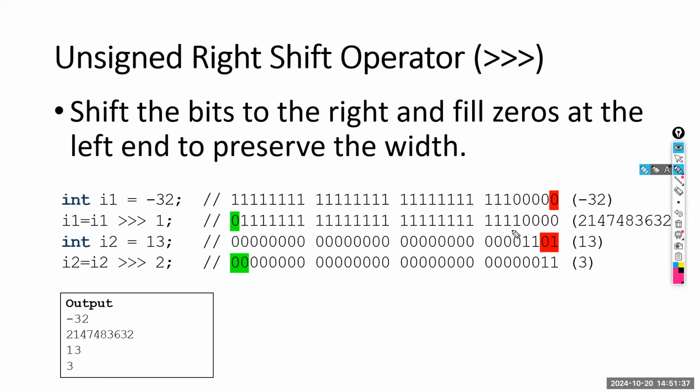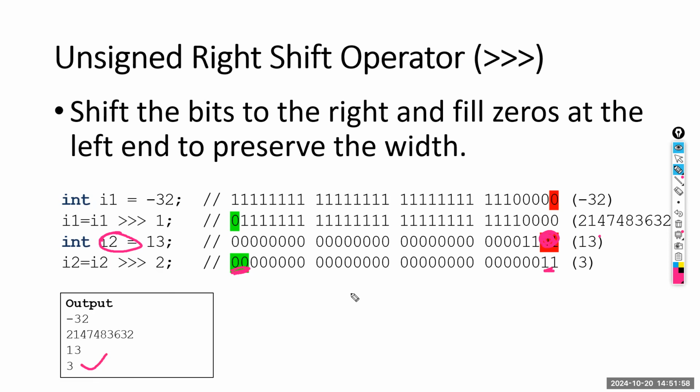Okay, so let's say this is plus 13, plus 13. And when you do right shift by 2 locations, these two values are lost. So therefore 1, 1 comes here. And we always add zeros. So therefore it will be 3. Output will be 3. So that is unsigned.